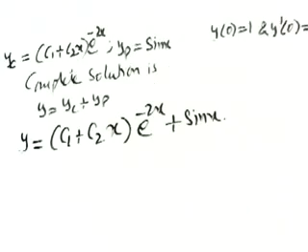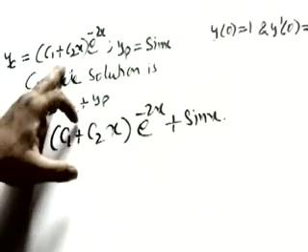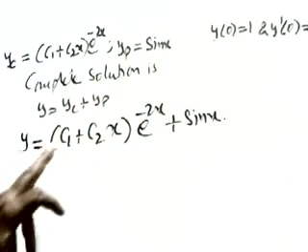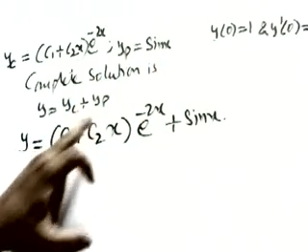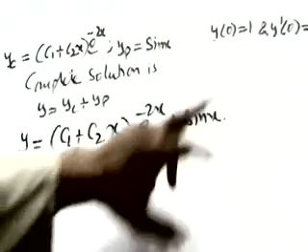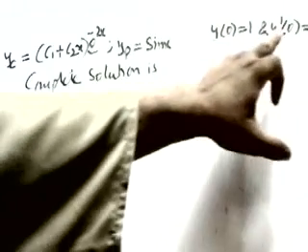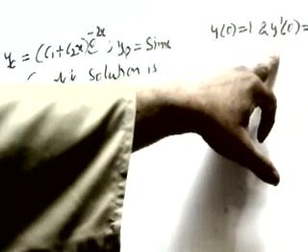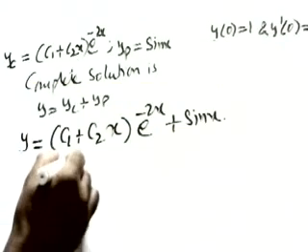See here, I wrote a few steps. We already got yc previously and now we got yp. So the complete solution is y equals yc plus yp. Yc we got this, plus yp. We cannot leave this here because the conditions are given. Using these two conditions we have to find c1 and c2.